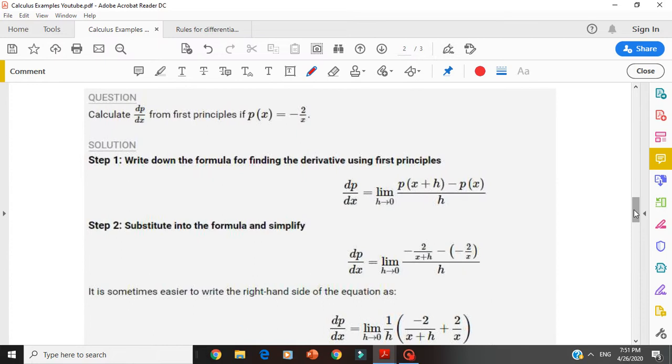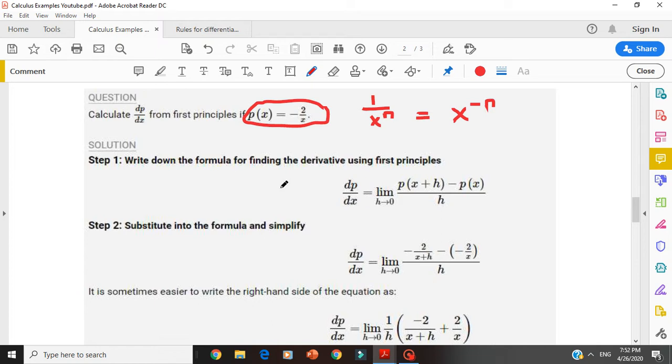And our last example for today is finding the derivative of p with respect to x for the function minus 2 over x. Now here, as mentioned in my previous videos, 1 over any x to the power n is equal to x to the minus n. And so that's the rule we're going to use here when solving this problem.